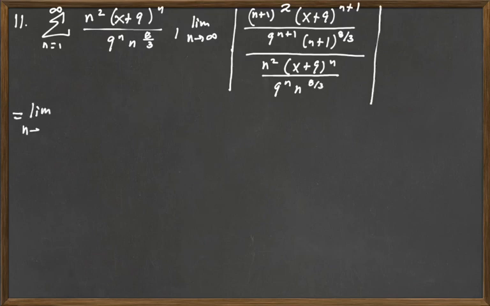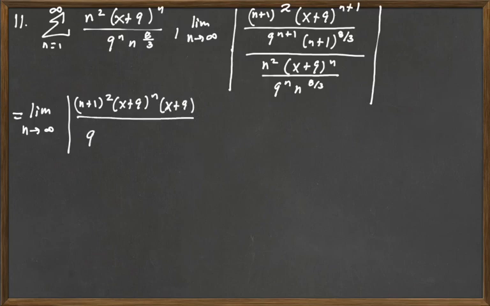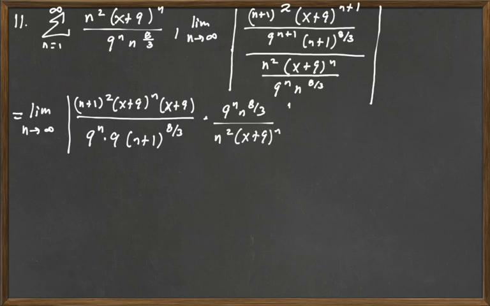Okay, so this is going to be the limit as n goes to infinity of n plus 1 squared, x plus 9 to the n, x plus 9 to the first, divided by 9 to the n times 9, n plus 1 to the 8 thirds. And then flip the dividing fraction, 9 to the n to the 8 thirds, all over n squared, x plus 9 to the n. The x plus 9 to the n's are going to absorb, and the 9 to the n's are going to absorb, so this is equal to the limit as n goes to infinity.